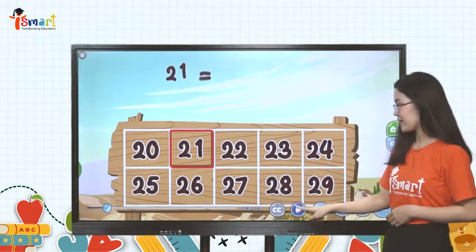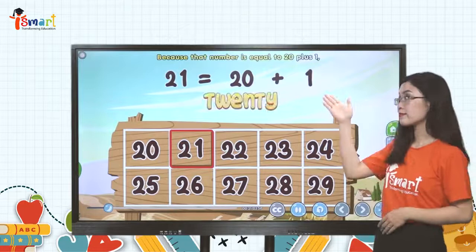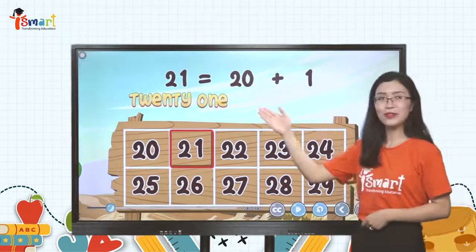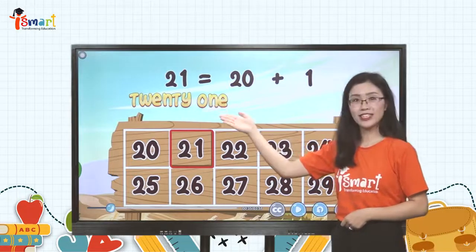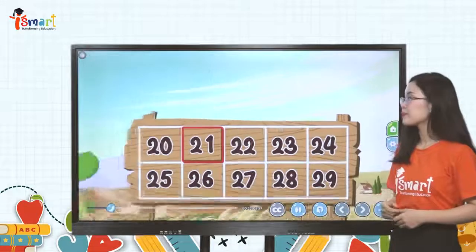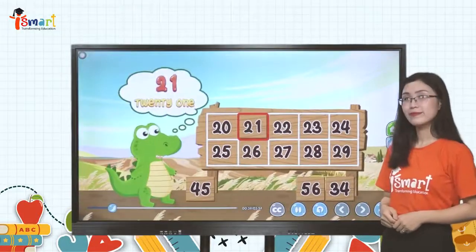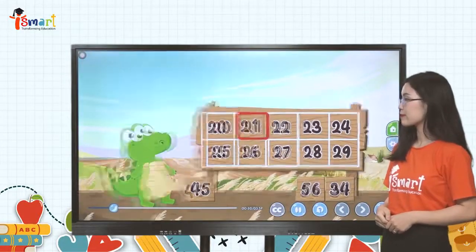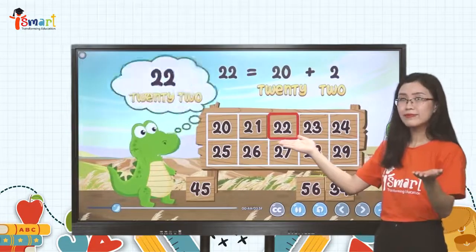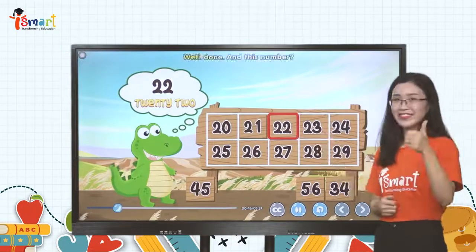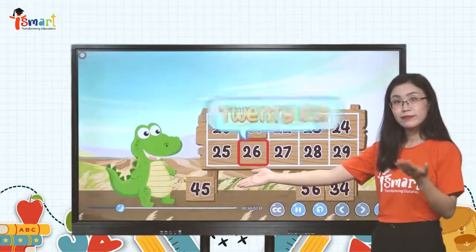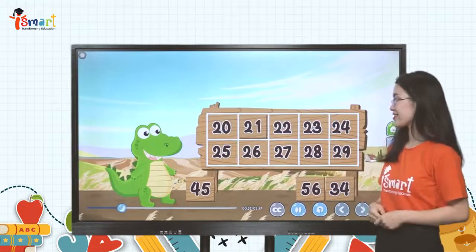Let's find out. Because that number is equal to 20 plus 1, we read it as 21. Let's read with me. 21. 21. Very good. Got it? 21. Then, what number is next? 22. Well done. And this number? 26. Good job.